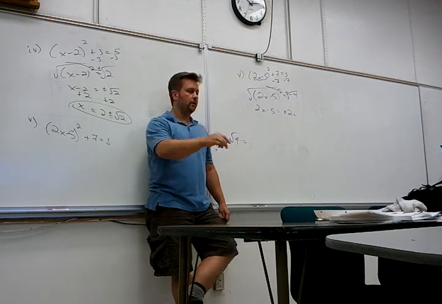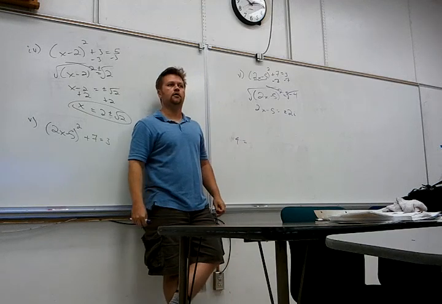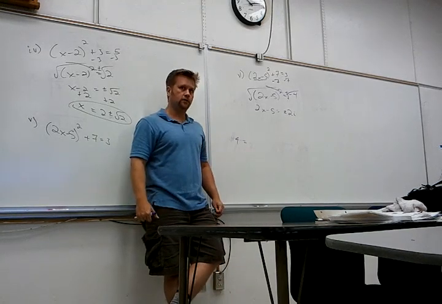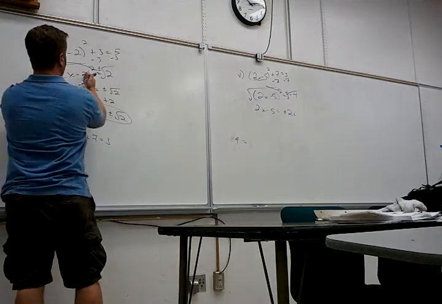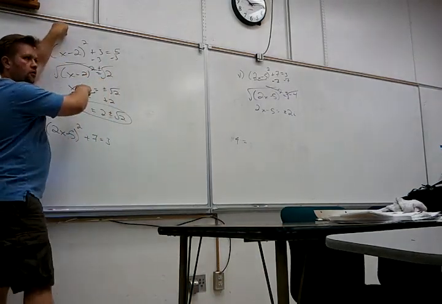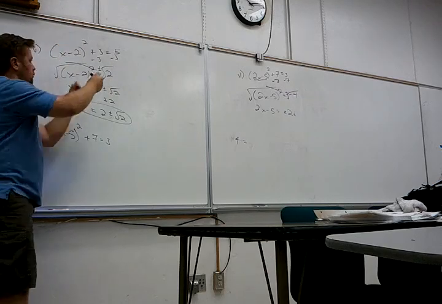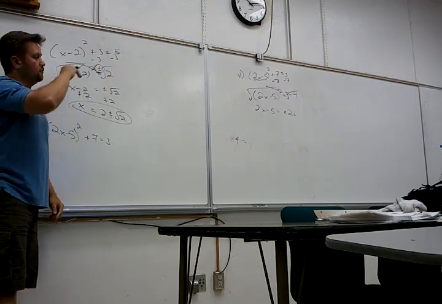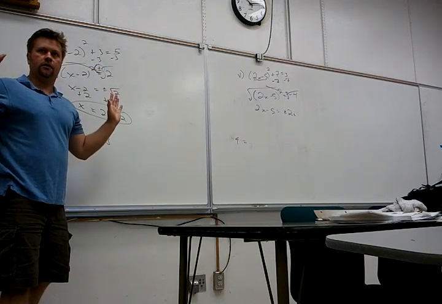Remember that? How many roots of 9 are there? How many square roots of 9 are there? 2. Plus 3, minus 3. So in this case, we have something squared equals 2. So it could be positive root 2, or it could be negative root 2. That's why I've got to put the plus or minus. The fact that it's complex is its own thing, right?